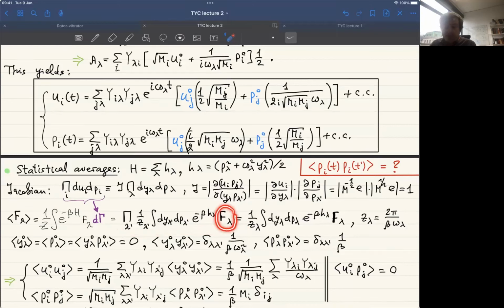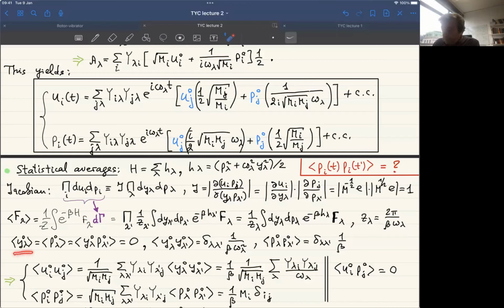And if f depends only on a particular lambda, then integration here over all other lambdas not equal to lambda would simply cancel out with Z, and we are left only with the integral associated with the normal mode lambda. So we will arrive at that expression. By the way, that Z lambda, the partition function due to a single harmonic oscillator, is easily calculated. It is equal to this. Now, equipped with these simple results, we can work out different averages.